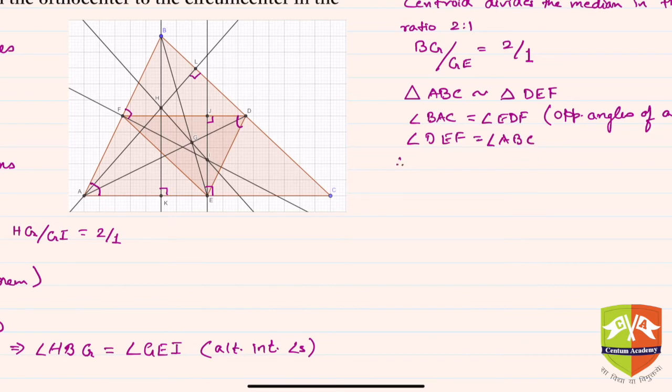Therefore, by AA similarity, triangle ABC is similar to triangle DEF. Now, by the midpoint theorem, we know FD by AC is 2:1, isn't it?